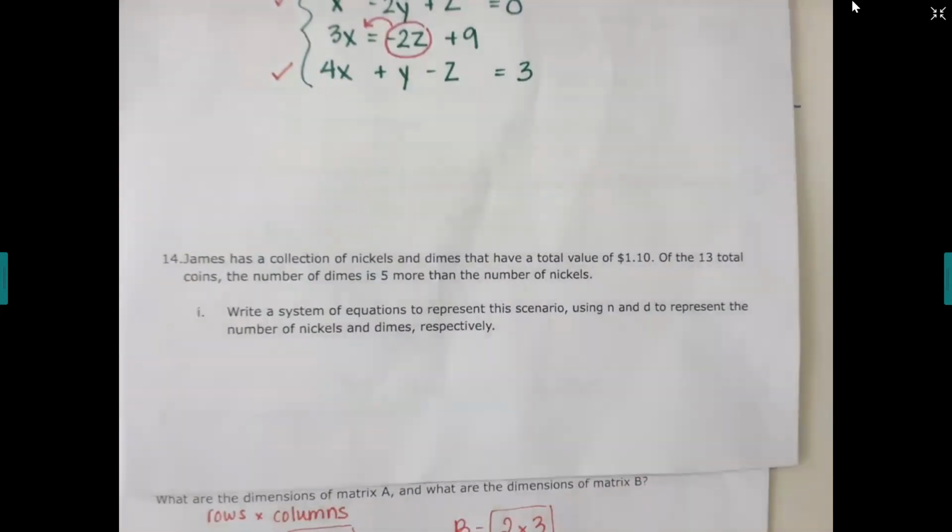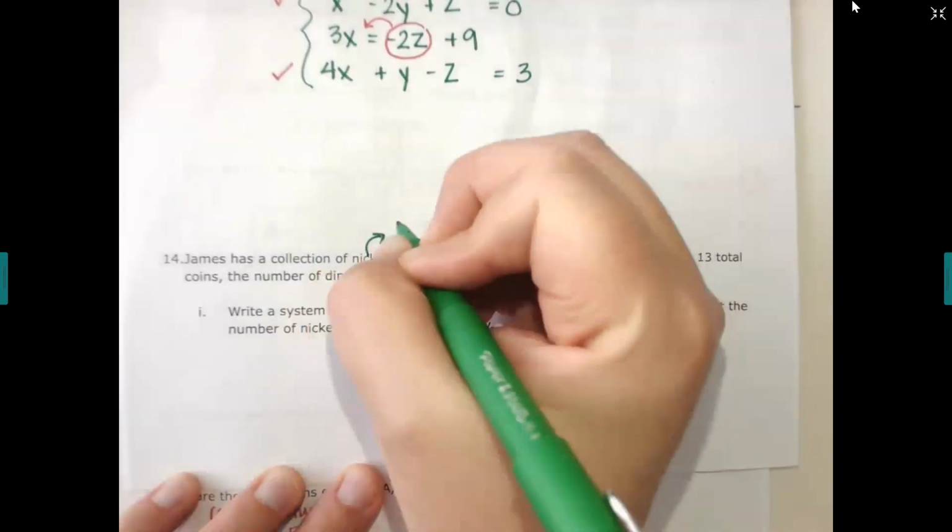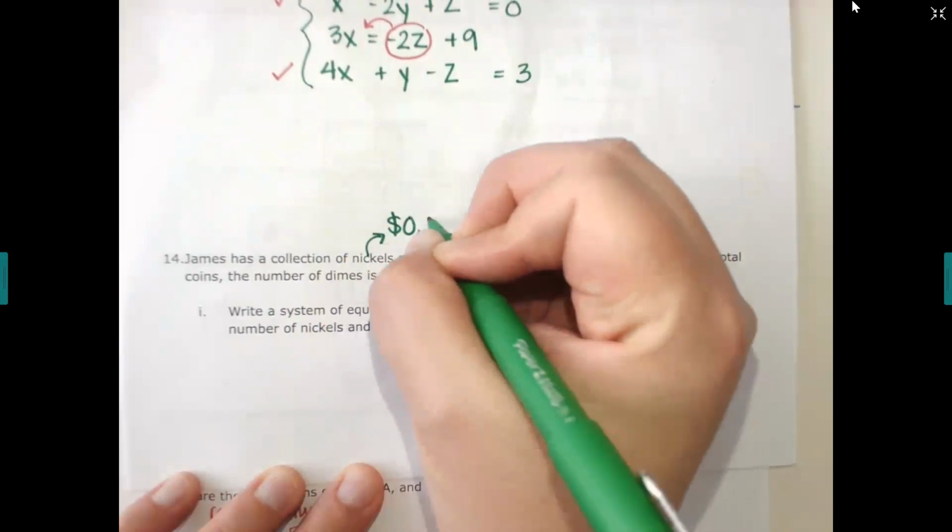Okay, so we're going to have to read it first. Then we're going to have to write our equation second. So it says, James has a collection of nickels and dimes that have a total value of $1.10. Now, do we know how much a nickel is worth? Okay, if it's 5 cents, that's going to be 0.05.